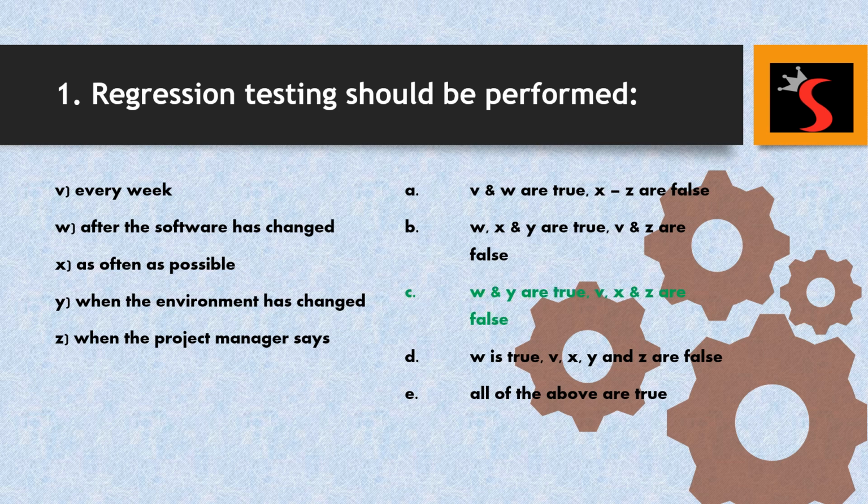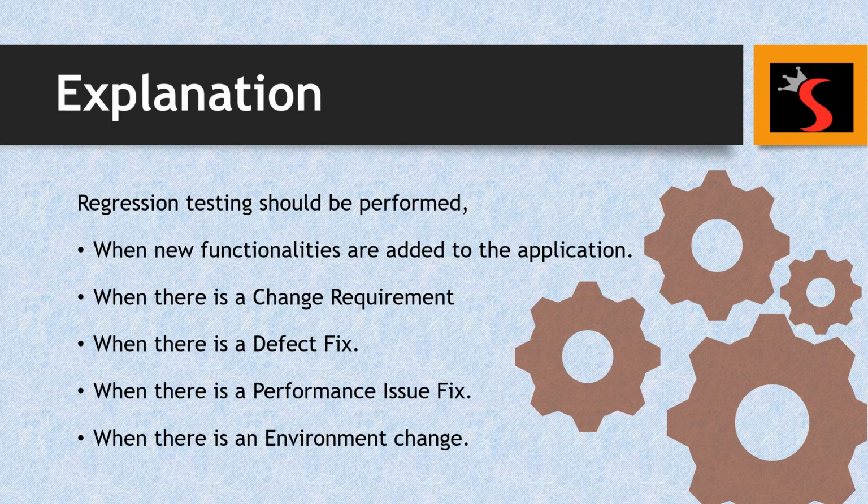And the right answer is option C. W and Y are true, V, X and Z are false. Explanation: regression testing should be performed when new functionalities are added to the application, when there is a change requirement, when there is a defect fix, when there is a performance issue fix, when there is an environment change.